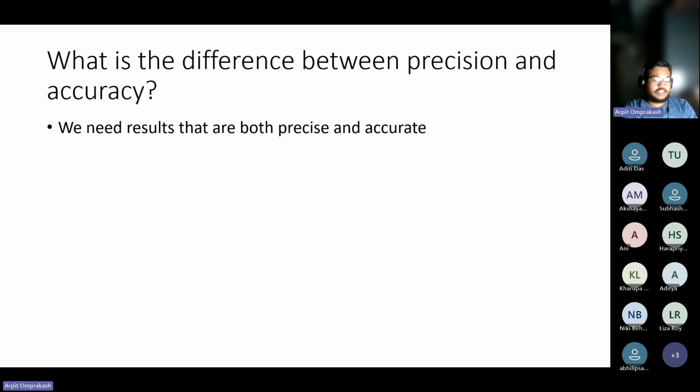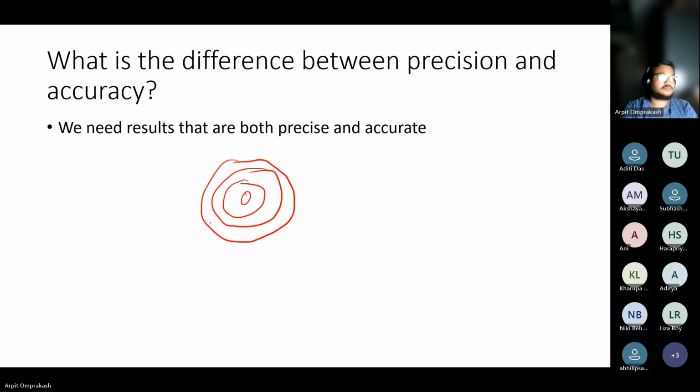So we need to measure all these things, and to measure population size, population density and all that, we need results or measurements that are both precise and accurate. So what do we mean by precise and accurate? So for example, let's say a gunman is shooting at this target. Okay. Let's say there are four people, A, B, C, D. When A is shooting, what is happening? A has fired 5 shots. One comes here, one comes here, one comes here, one comes here, and one comes here, let's say.